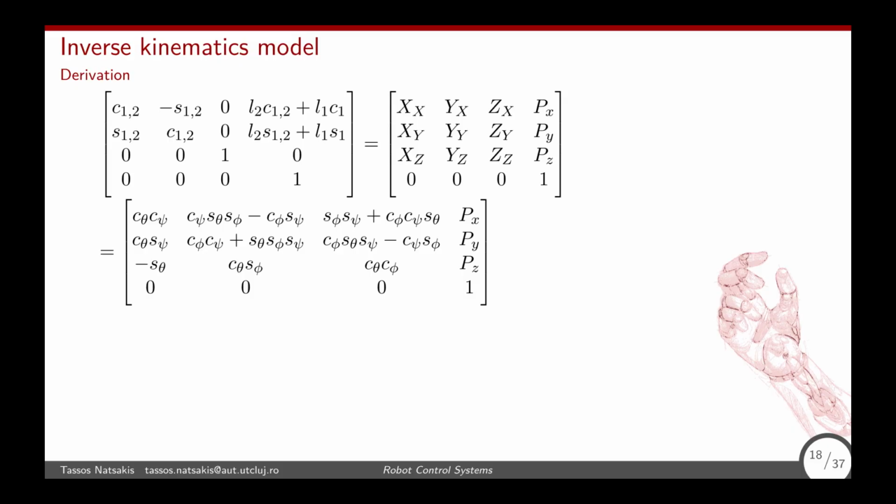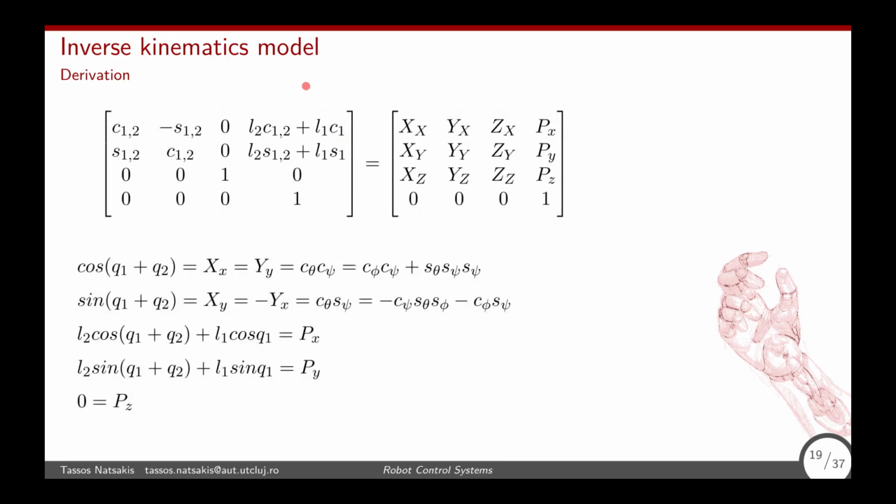The left side is equal to the right side. So each element, let's say this one, will be equal to this one. This element here will be equal to this one, and so on. The position on X will be equal to this element here. So I can write these equations. This is the same equation as here, but I have written it separately, each element equated from the left to the right side.